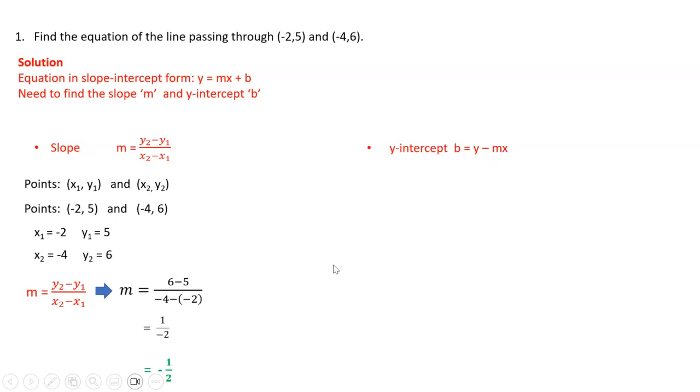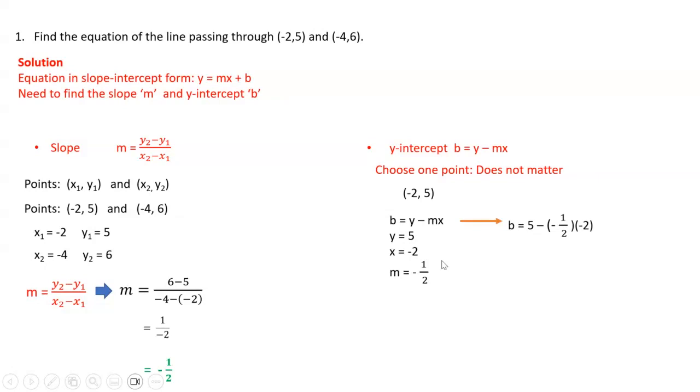So I'm halfway there. I got my slope. Now I need to find the y-intercept. So we have to choose one point. It doesn't matter which one. We'll just choose the first one, which is (-2, 5). But if you choose the second point, (-4, 6), you get the same answer for the y-intercept. That means that my y is 5, my x is -2, and my slope is -1/2. So all we do is plug them into the formula, right?